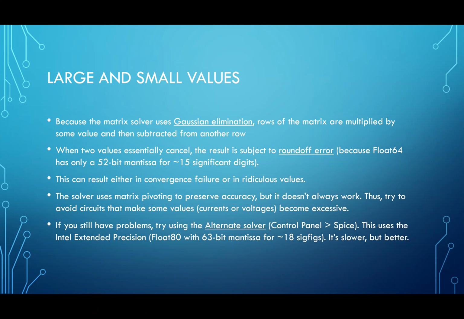And when they almost cancel, but don't entirely, then you can end up with very large percentage errors because you're taking two values that are perhaps very large and have lots of significant digits. And after you subtract them, most of those significant digits disappear, and you're just left with one or two significant digits. And the percentage error in those can be very large. And that can result in convergence failure or in just ridiculous values.